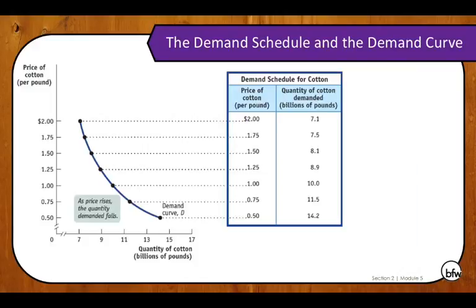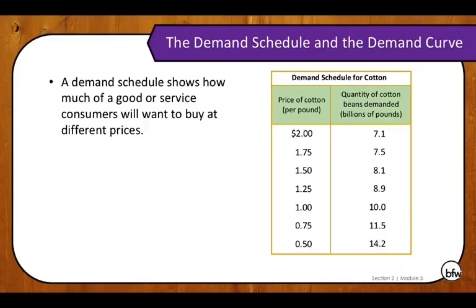So let me go back to the previous slide. So as we look at this demand schedule, it shows us a couple of things. First of all, this is an example of one type of demand schedule. In this case, the demand schedule for cotton.